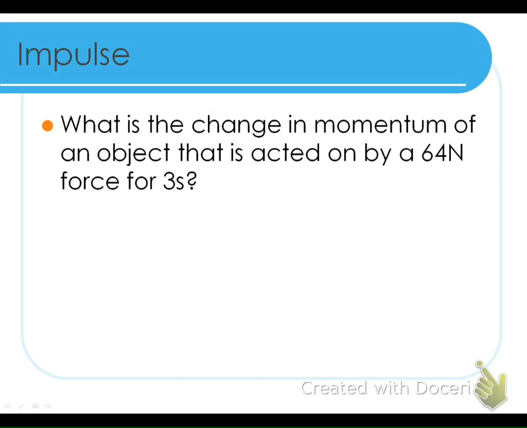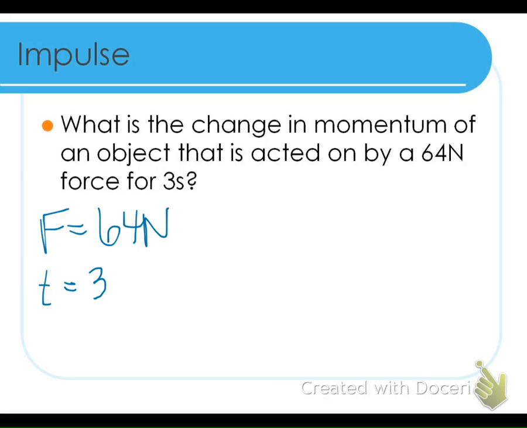What's the change in momentum of an object that's acted on by a 64 Newton force for 3 seconds? It's only giving us two variables here. We know what we're looking for. We know that our force is 64 newtons, and we know that our time is 3 seconds.